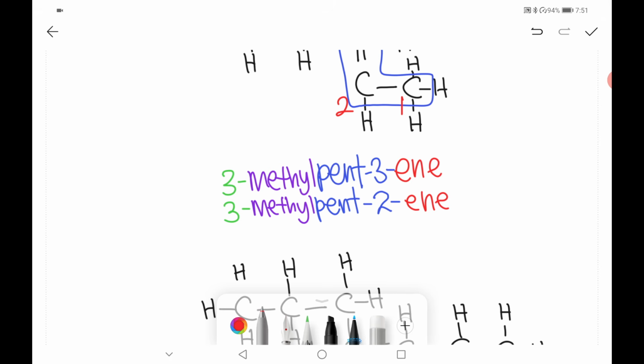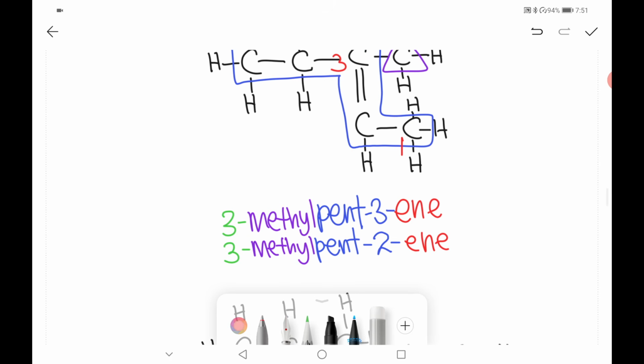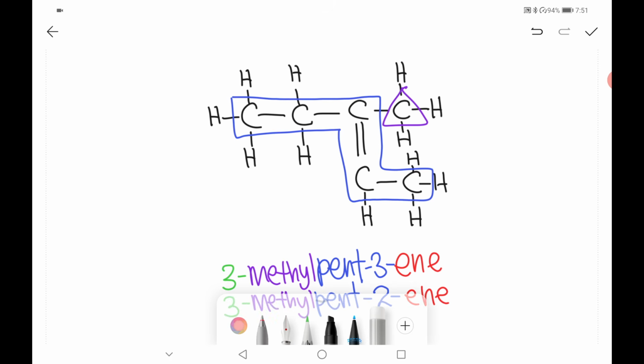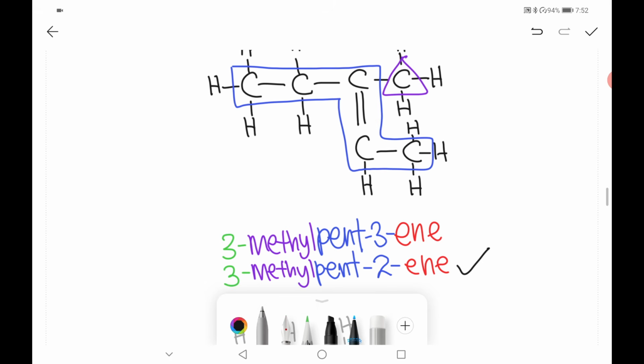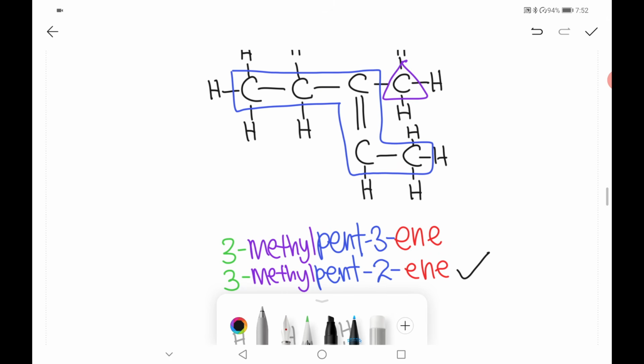Same thing, make sure you know how to choose the most suitable one. Which one is the best answer? We always want to get the smaller number, and we always focus on the number at the back. We always want the number at the back to be as small as possible. So which one has a smaller number? This one has a smaller number. So now we know the name is 3-methyl pen 2-in.